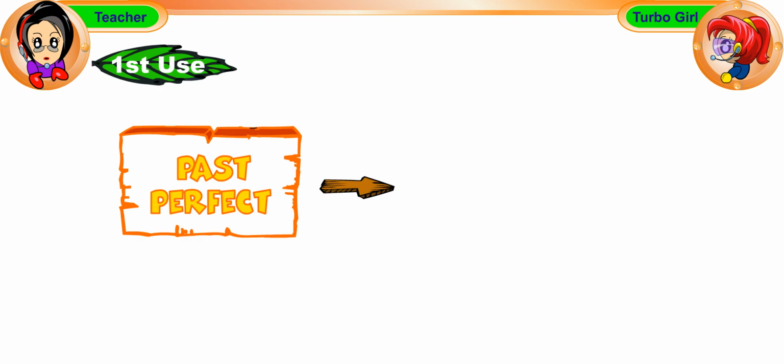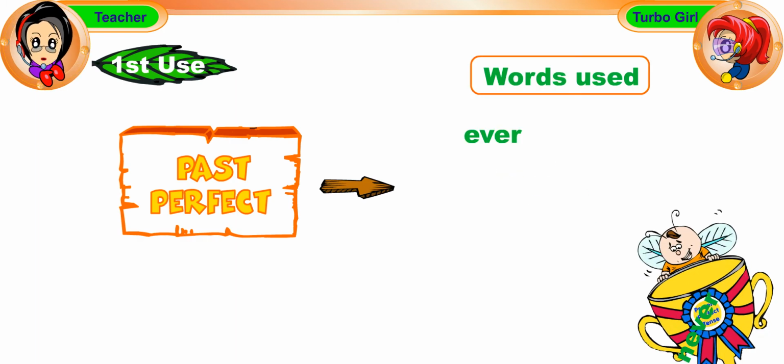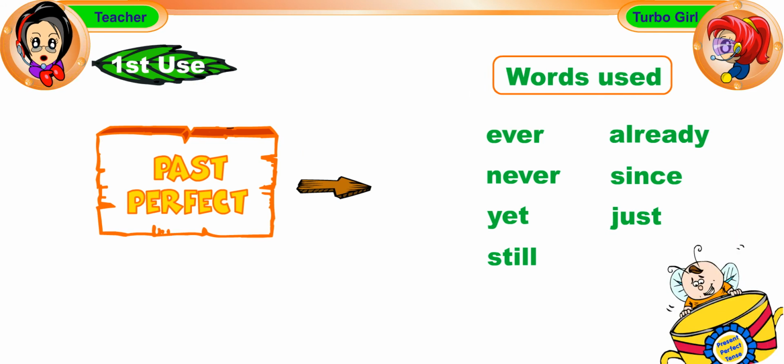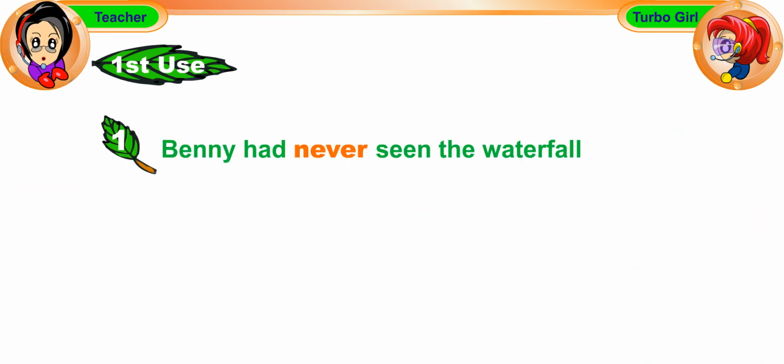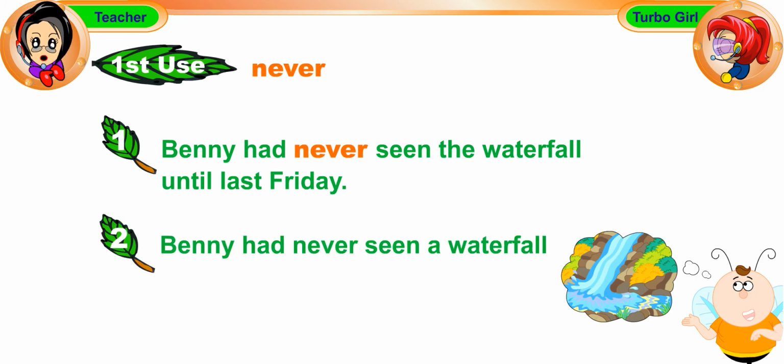We often use the past perfect tense with these words: ever, never, yet, still, already, since, and just. For example, Benny had never seen the waterfall until last Friday. Benny had never seen a waterfall since he was born.